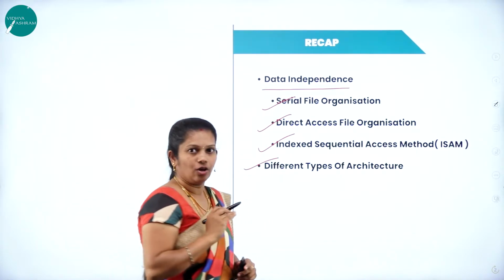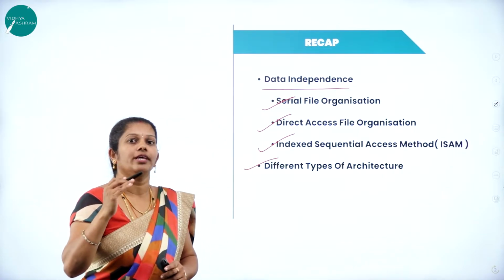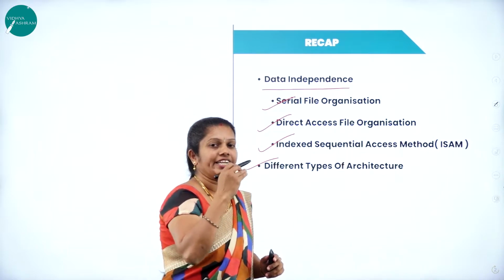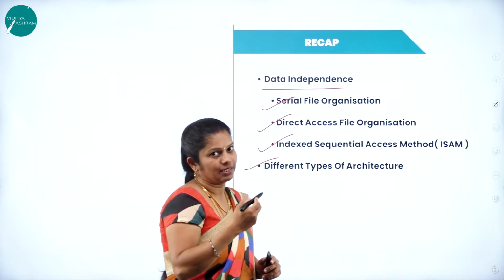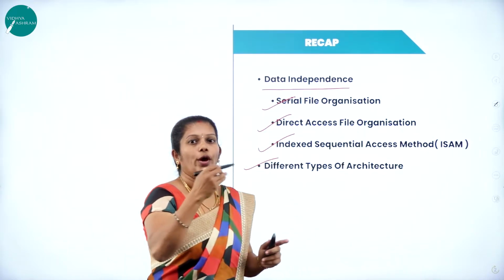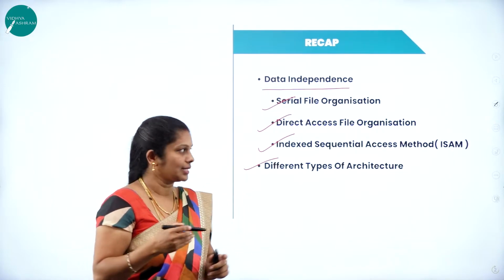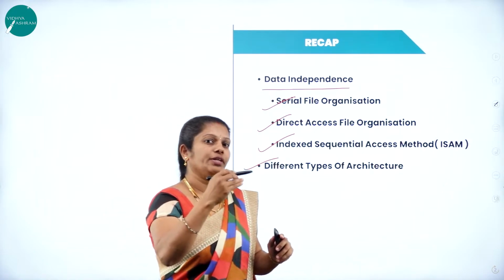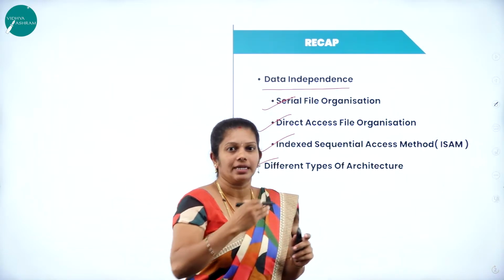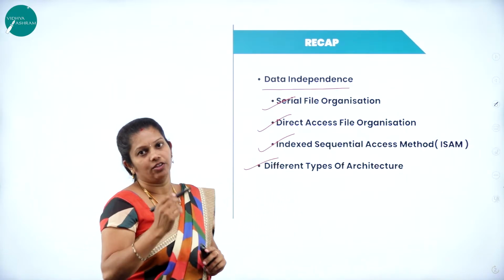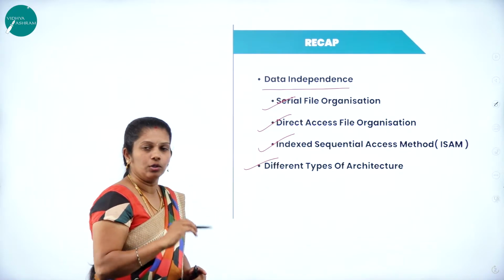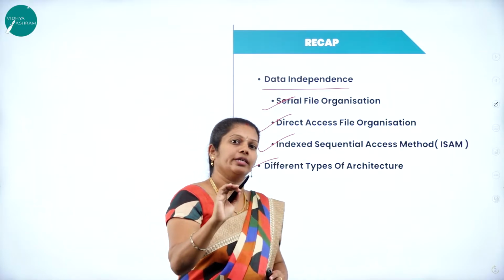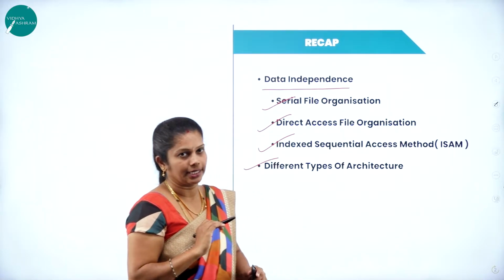Then, on file organization, serial means all the records are arranged one by one. Direct means whichever record we want, we can directly access. Whereas in serial, we can access only one after another. In index sequential file organization, for whichever record I want, first I check where exactly it is present in the index table, then we access it. Then, on types of architecture, there are three types: one-tier architecture, two-tier architecture, as well as three-tier architecture.